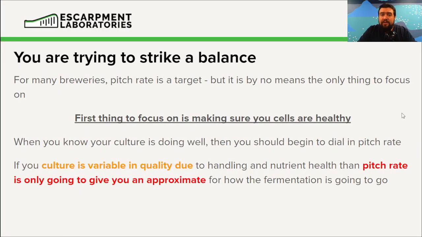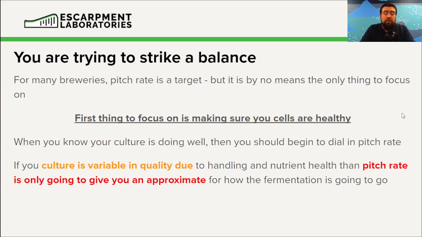You're trying to strike a balance here. For many brewers, pitch rate is a target, but it shouldn't be a focused exact number. Making sure your cells are healthy is the most important thing. Now, one other bit here. If your culture's viability is variable due to, say, handling, nutrient health, storage times, all sorts of stuff, then pitch rate is also not going to be very useful for you.